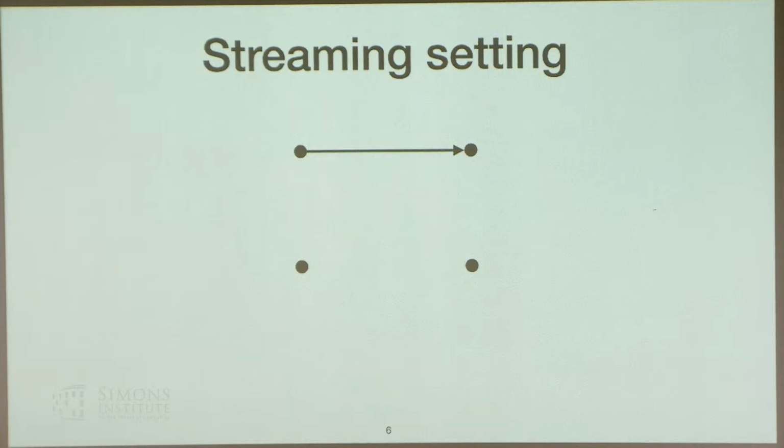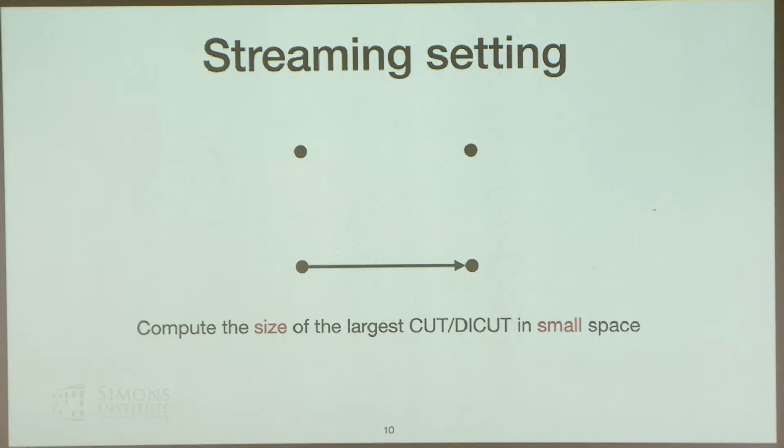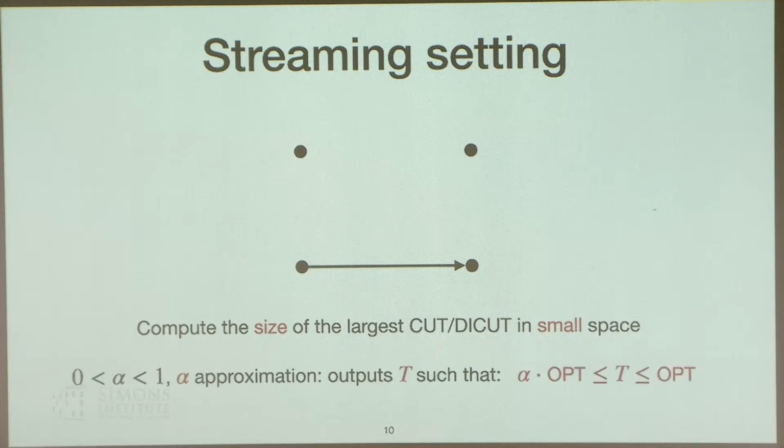How is this problem framed in the streaming setting? You just have these edges streaming one by one very quickly, and you have very little space. You can't store the entire graph, and in this limited space, you want to compute the size of the largest cut or dicut. Of course, this problem is NP-hard, so what we're really interested in is approximation algorithms. An alpha approximation algorithm basically outputs a value that's at least alpha times the optimum and at most the optimum. Okay, this is the model.